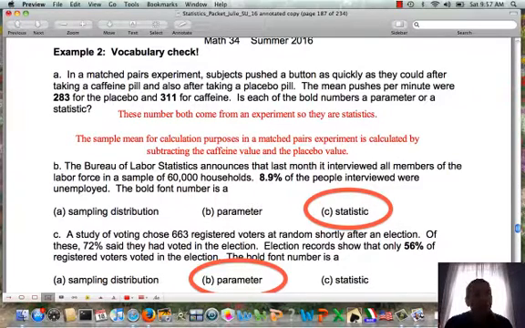The sample mean for calculation purposes in a matched pairs experiment is calculated by subtracting the caffeine value and the placebo value. So the placebo value is used as a baseline, and then they would say how far away the caffeine group is in terms of mean pushes per minute. They call this a matched pairs experiment because it's the same subjects pushing the button, so they're comparing them to themselves. And so they're looking at the same person after taking a caffeine pill and after taking a placebo pill.